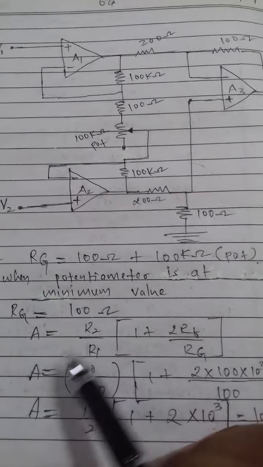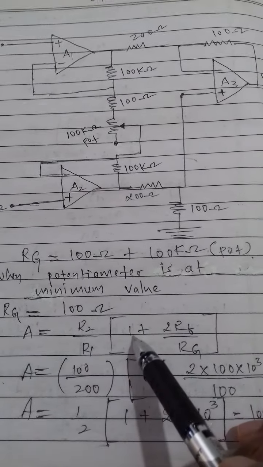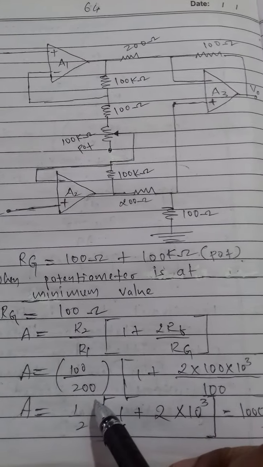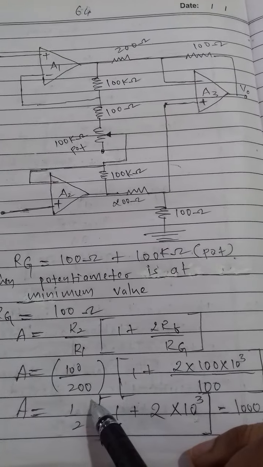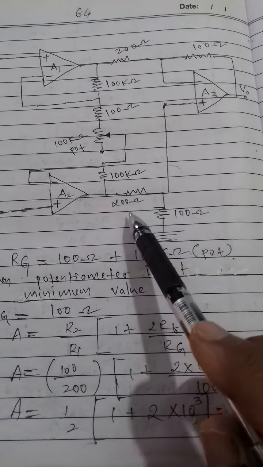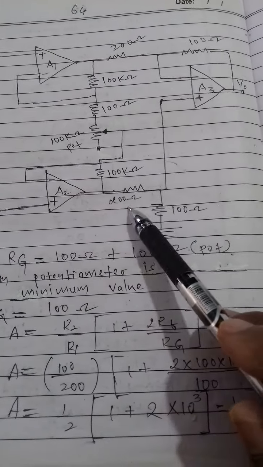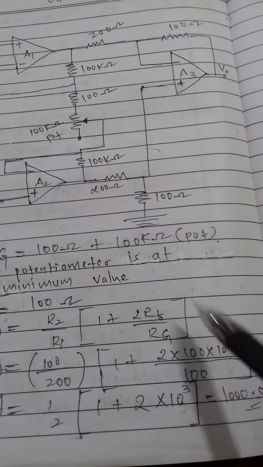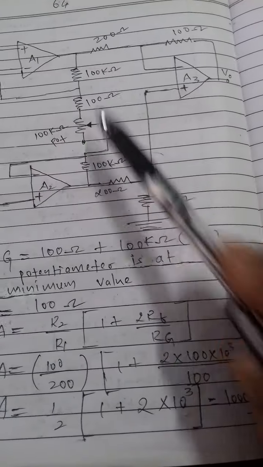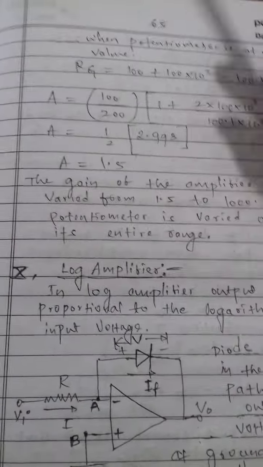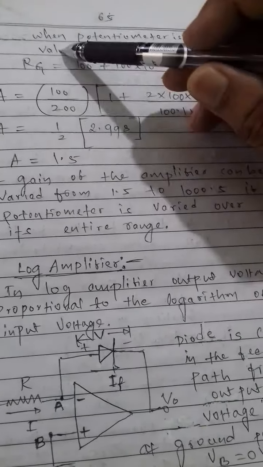Rg is equal to 100 ohm, so A is equal to R2 upon R1 into 1 plus 2 Rf upon Rg. A is equal to 100 upon 200, times 1 plus 2 Rf, where Rf is 100 kilo ohms and Rg is 100 ohms, so 1000.5. So the gain is 1000.5 when the potentiometer is at minimum value.